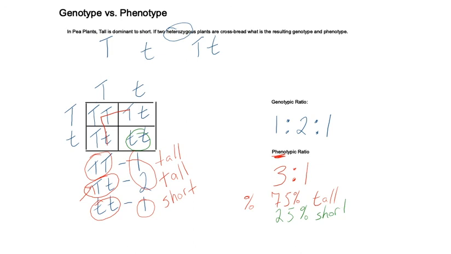So hopefully that's a good explanation about the difference between a genotypic ratio versus a phenotypic ratio. Remember, my genotype is what I'm seeing underneath. What are those two alleles telling me? Whereas my phenotype is telling me what I am seeing outwardly, physically. I hope that helps clarify the differences between genotype versus phenotype in Mendelian genetics.